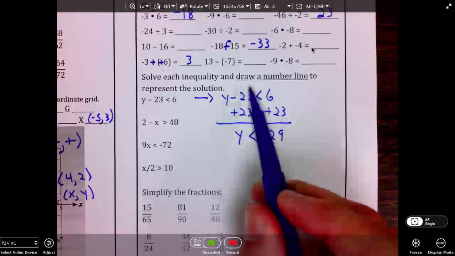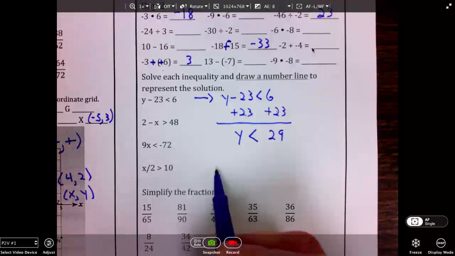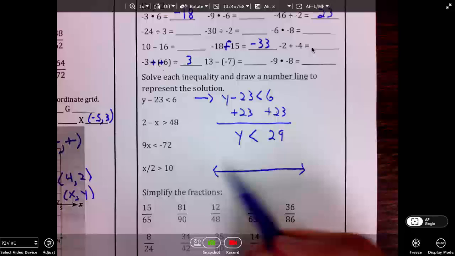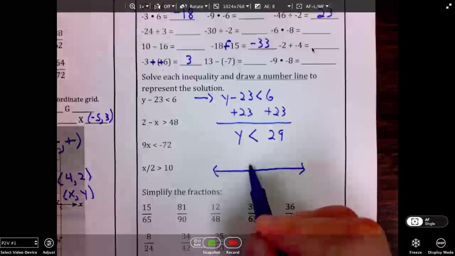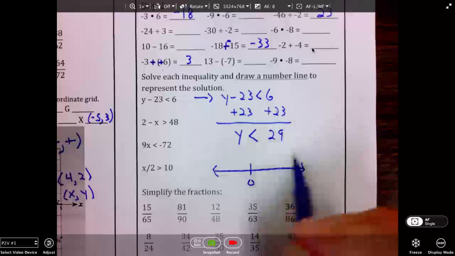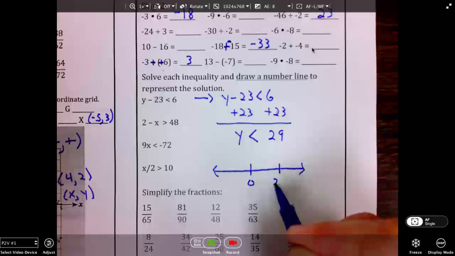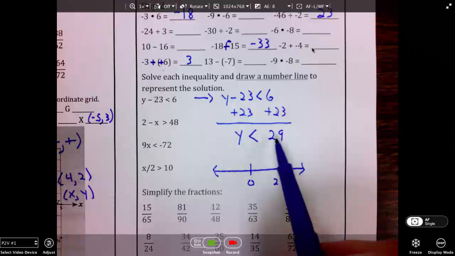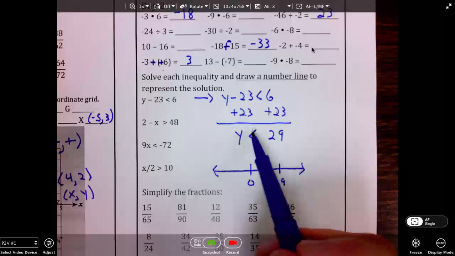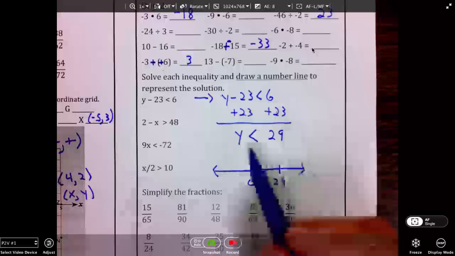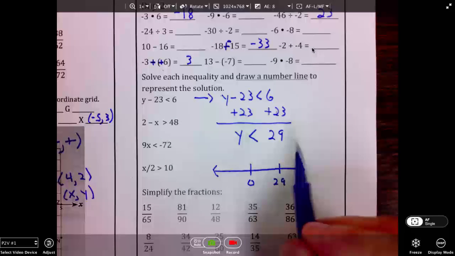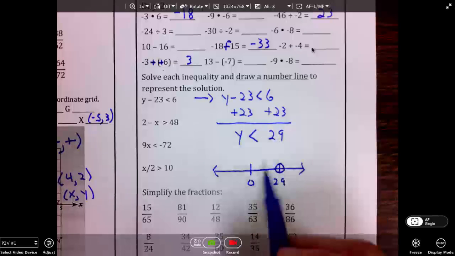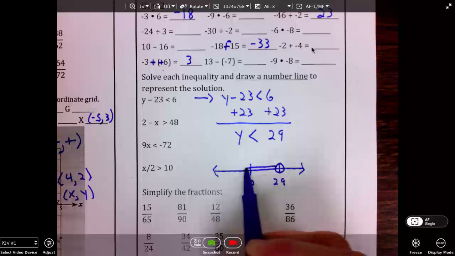Now we want to draw a number line to represent the solution. When I draw this number line, I'm not going to draw 29 dashes to indicate that it's at 29. I'm going to show 0, and then I'm going to show my number of interest. In this case, 29 would be to the right. Well, I want to graph y values less than 29. If my variable is on the left, the inequality will simply point in the direction of the shading. That is, I'm going to put an empty circle on 29 because we want y less than 29, and I'm going to shade in this direction.